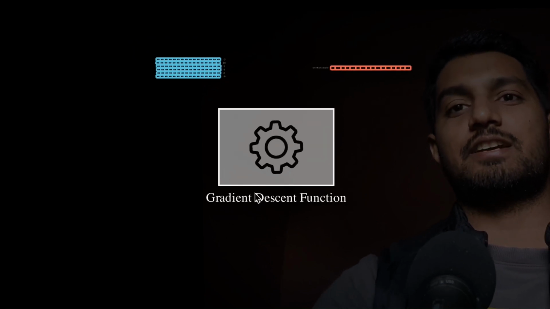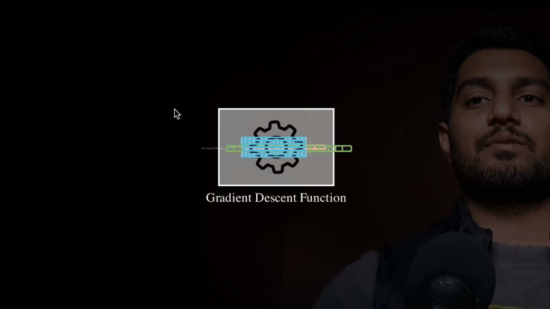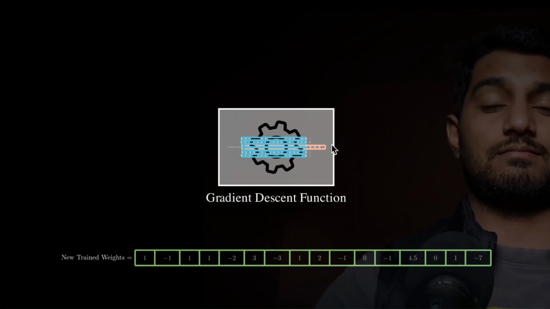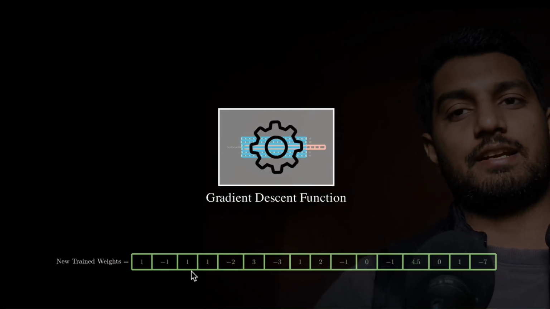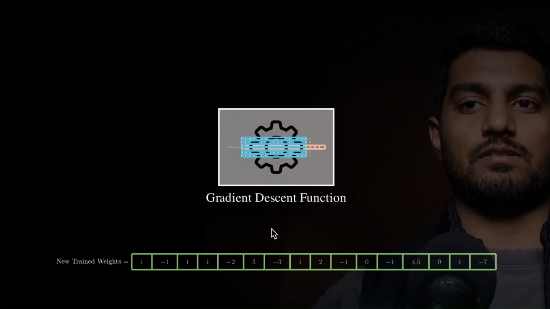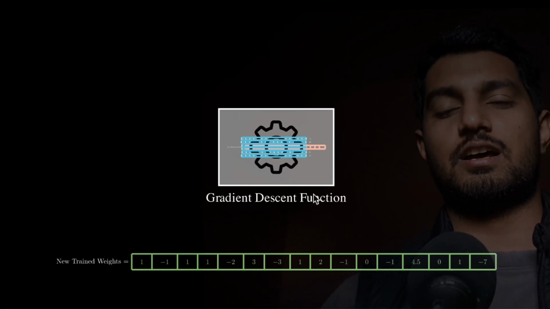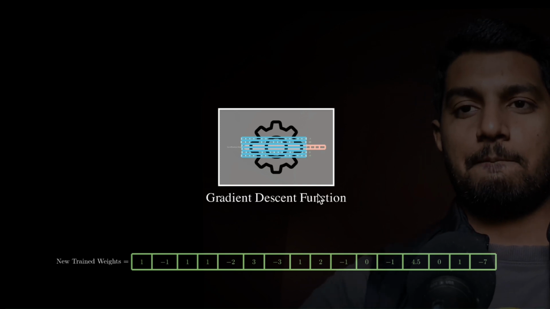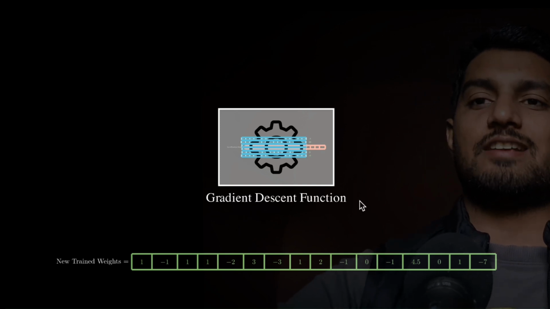This is the gradient descent which I taught you, which takes the inputs and these orange weights and gives you the new trained weights, right? And the goal of our next few lectures will be to understand this method, this gradient descent function, and how it does it. But I was talking about transfer learning.